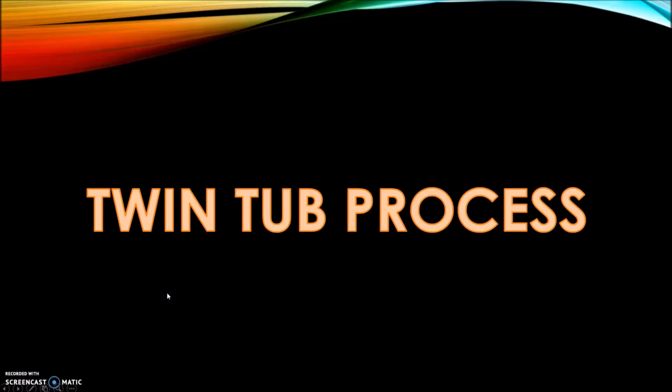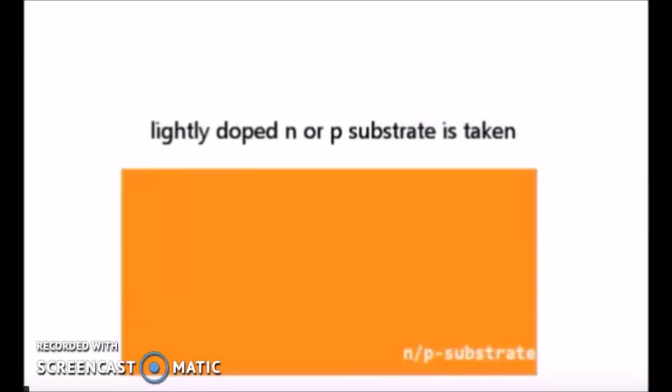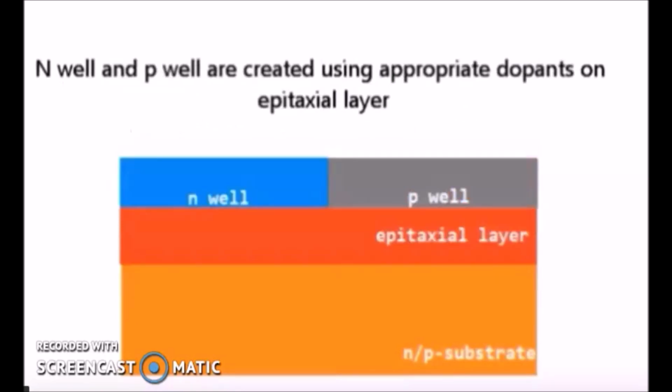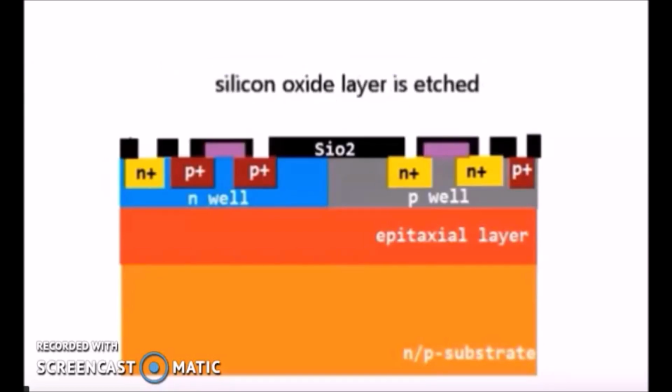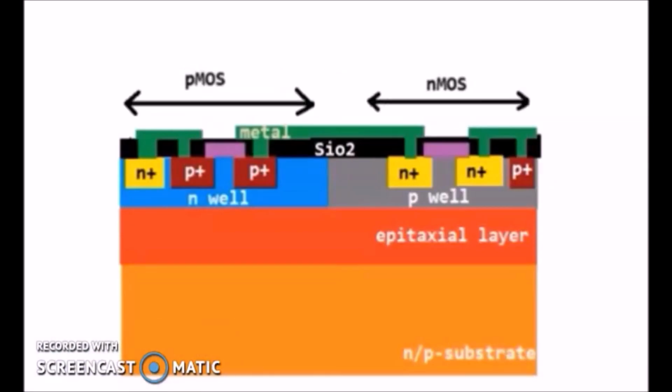And here comes the last process, the twin tub process. In this part, I have done some animations for better understanding of the twin tub process. By using the following steps, we can fabricate CMOS using the twin tub process method. A lightly doped N plus or P plus substrate is taken and, to protect against latch up, an epitaxial layer is used. A high purity, controlled thickness layer of silicon is grown with exact dopant concentrations. The dopant and its concentration in silicon are used to determine the electrical properties.